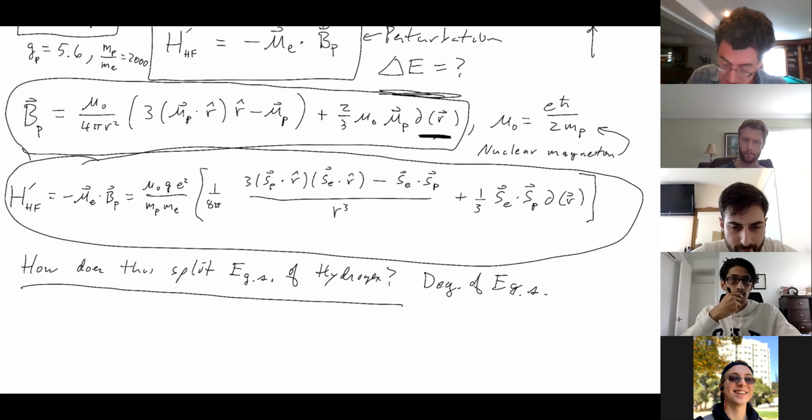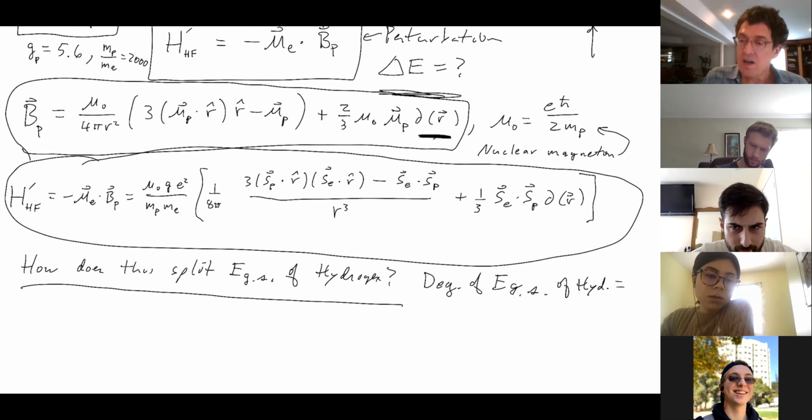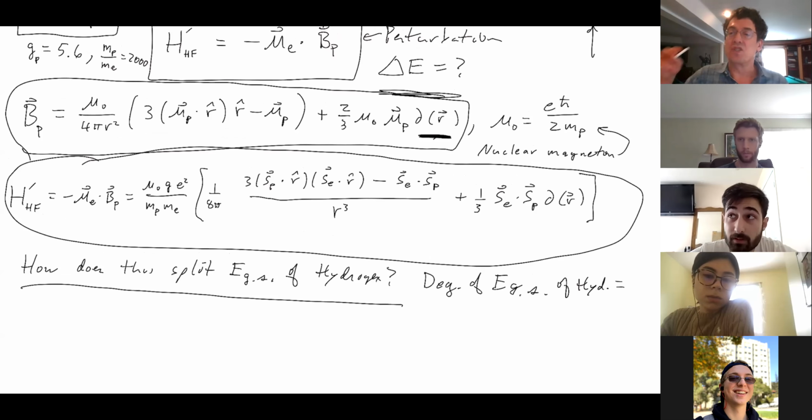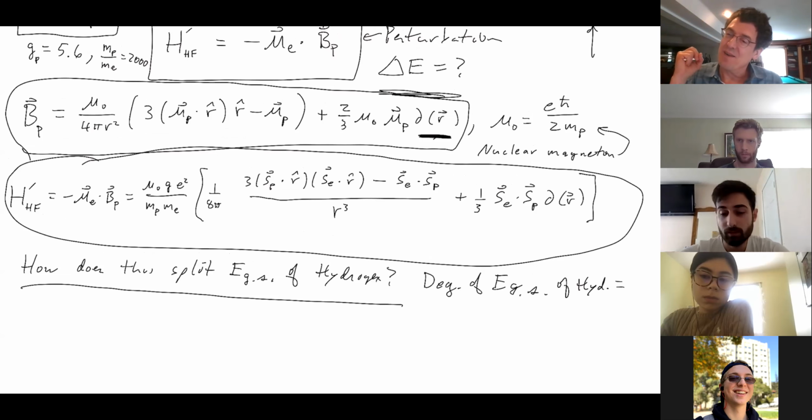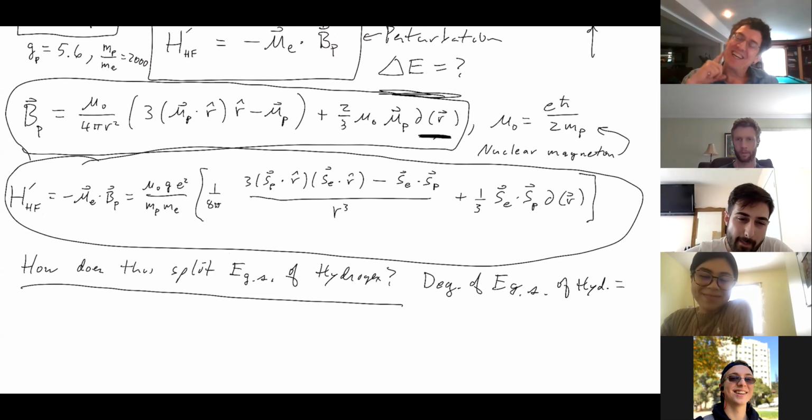All right. So what is the degeneracy of the ground state of hydrogen? The 2? Well, that's a good guess. And that would make sense because spin is up or down, and that's 2. That's good. But it's not quite right. What are we missing?